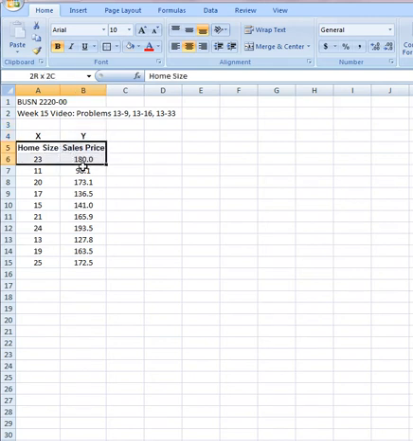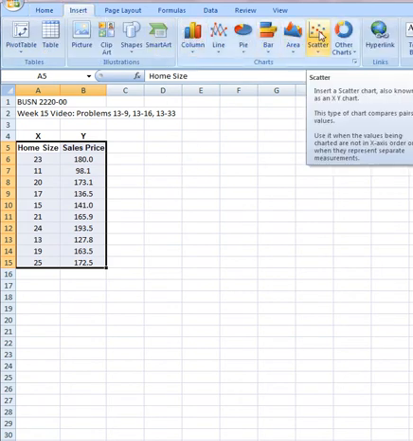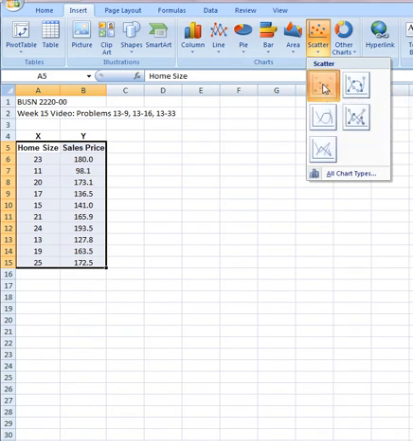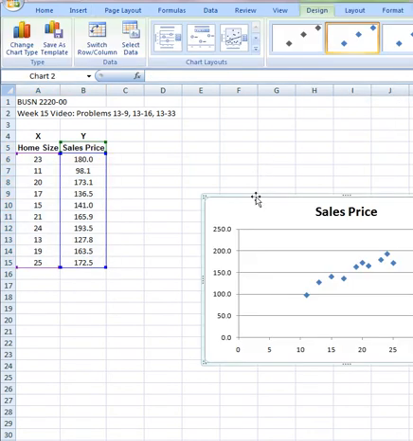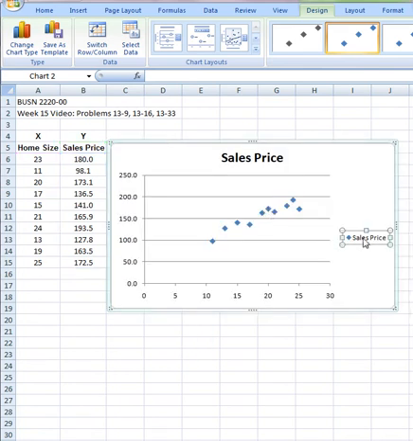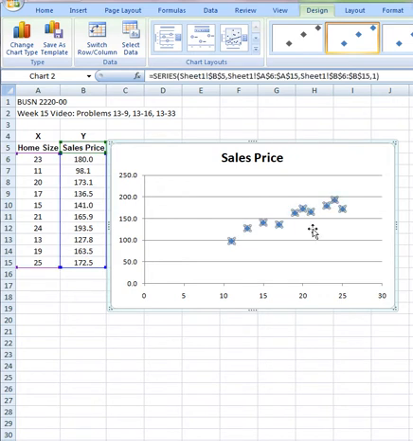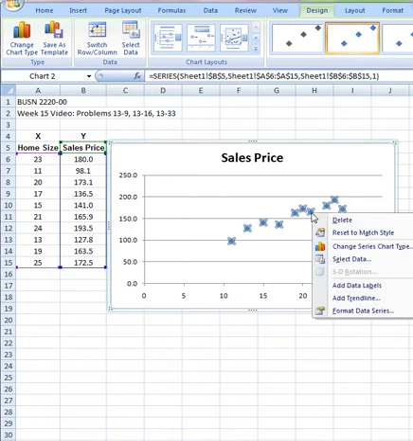Now I'm going to select these data, and I'm going to insert a scatter diagram. And we'll do the one without any lines. We'll add a line here in a minute. Okay, there's our chart. Now, I'm going to do a couple of things. First thing I'm going to do is get rid of this dumb thing. And I'm going to click on the data points. You can see they become selected now. And I'm going to right-click. If you're on a Mac, it would be a control-click. And I'm going to add a trend line, because that's what we're interested in. That's what we're studying.